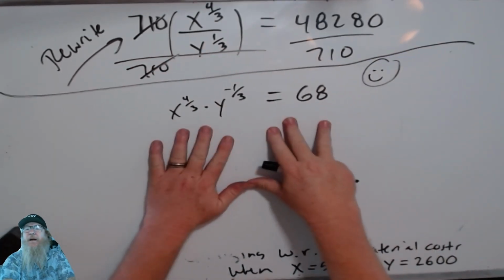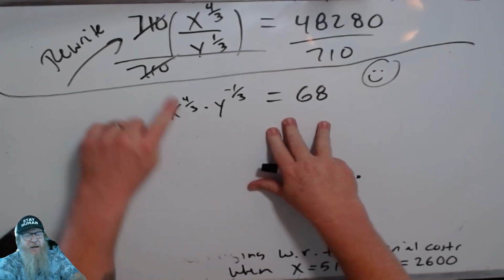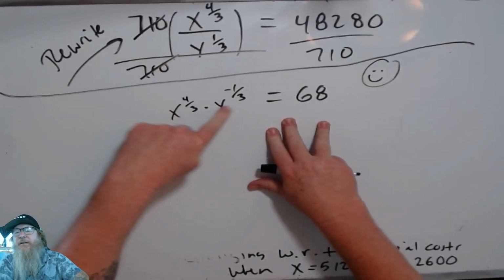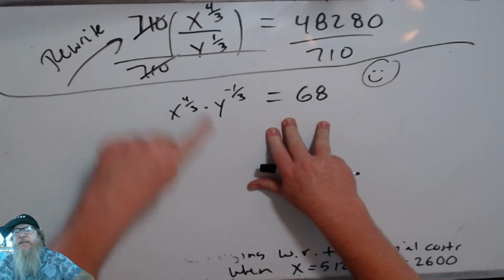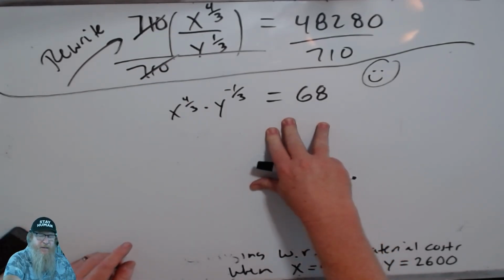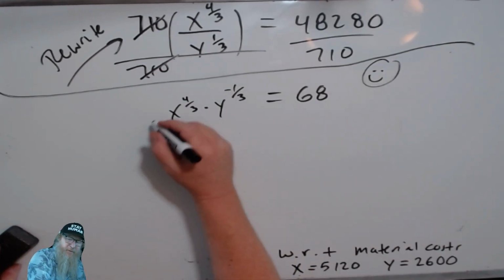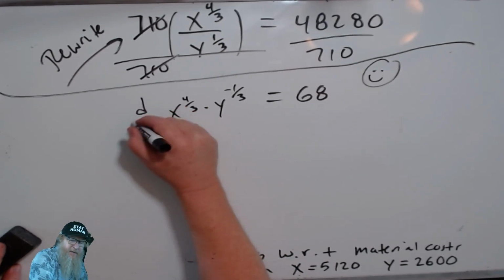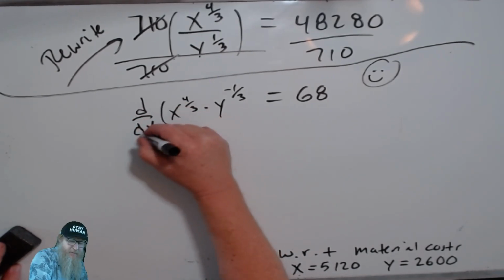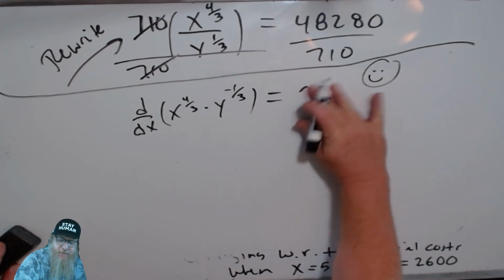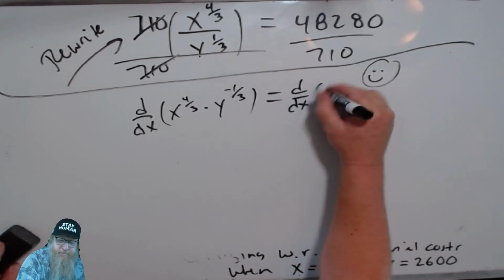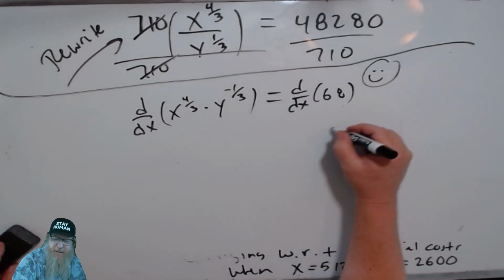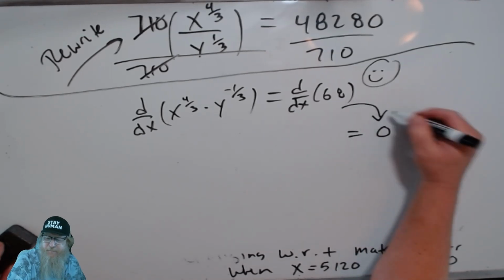All right, so here's my rewritten equation. The y is in the denominator, so it becomes negative. The x is in the numerator. And now I'm going to do my derivative. So I'm going to take the derivative of both sides. The right side's just going to become 0. That's easy.